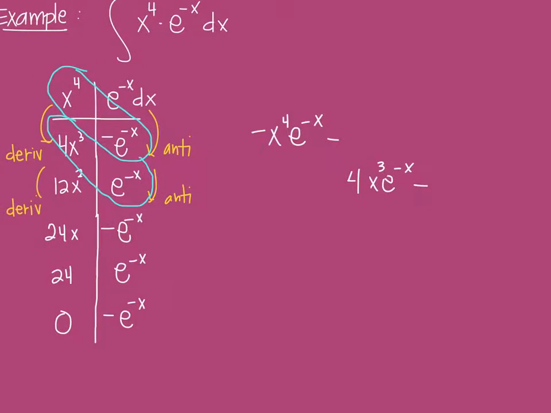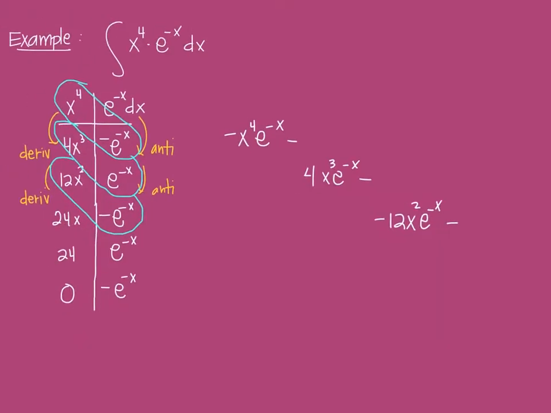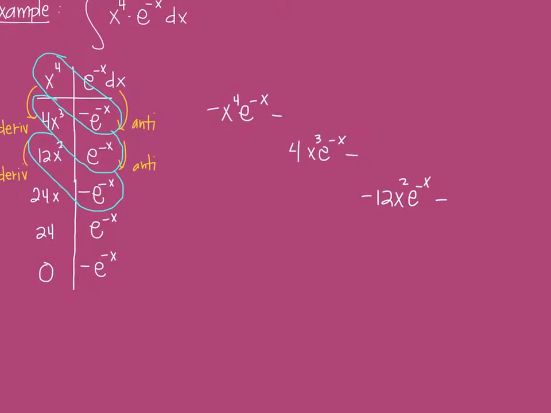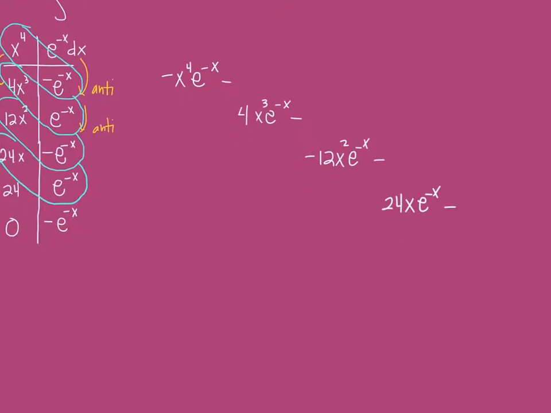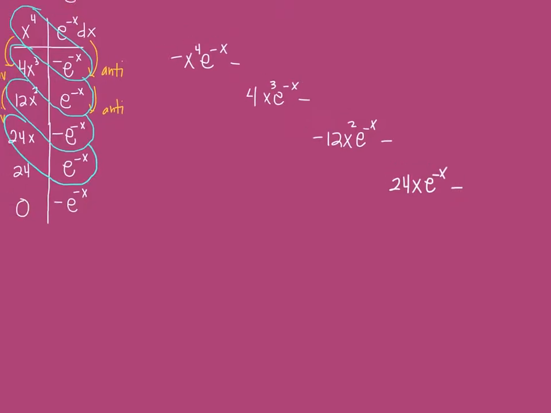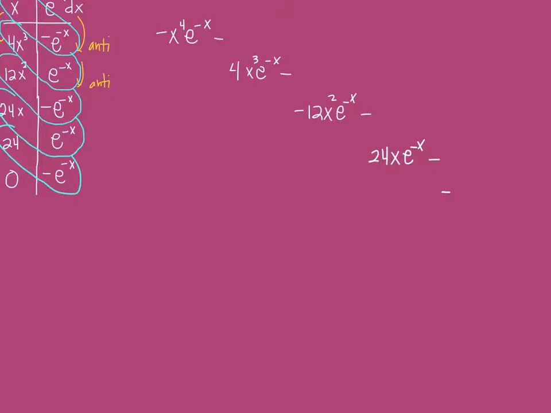Okay, all right, then the next pair, these two, negative 12x squared e to the negative x minus, and the next one, 24x e to the negative x minus, and then the last set, negative 24 e to the negative x.